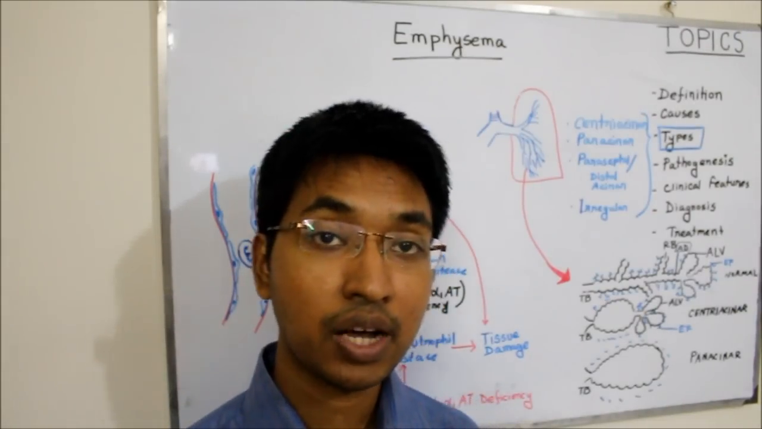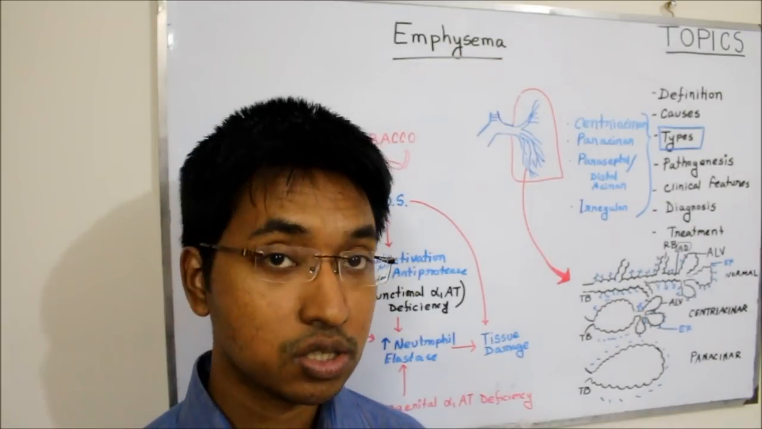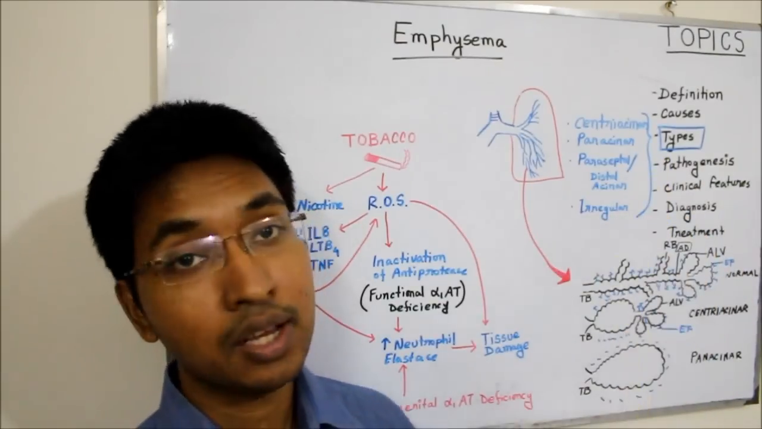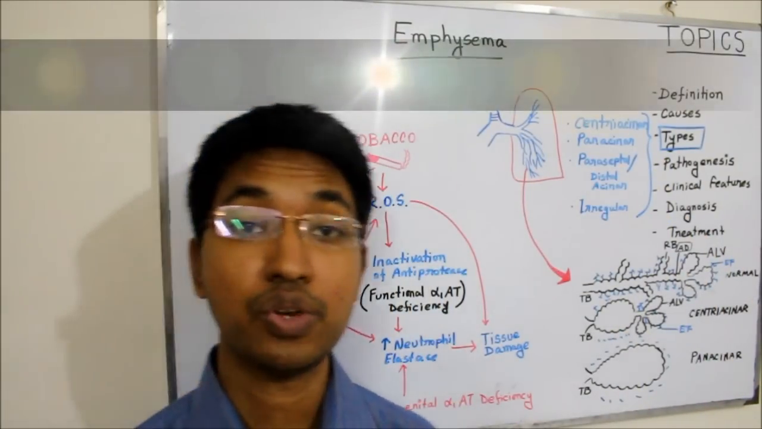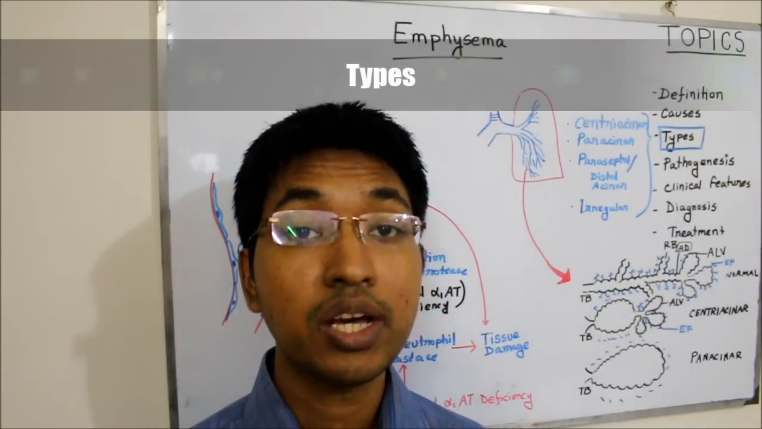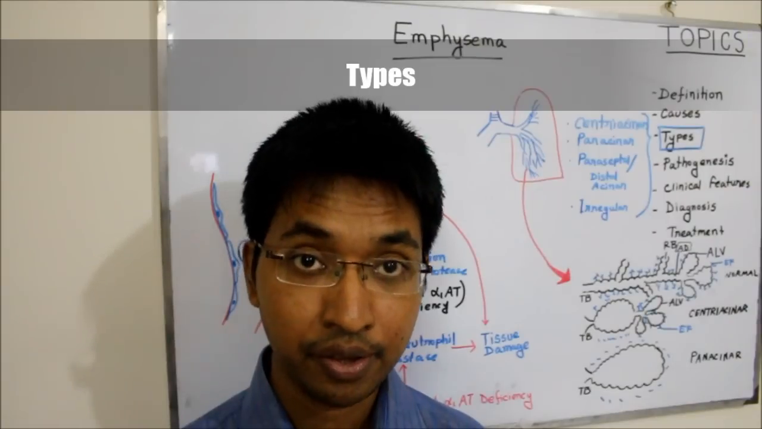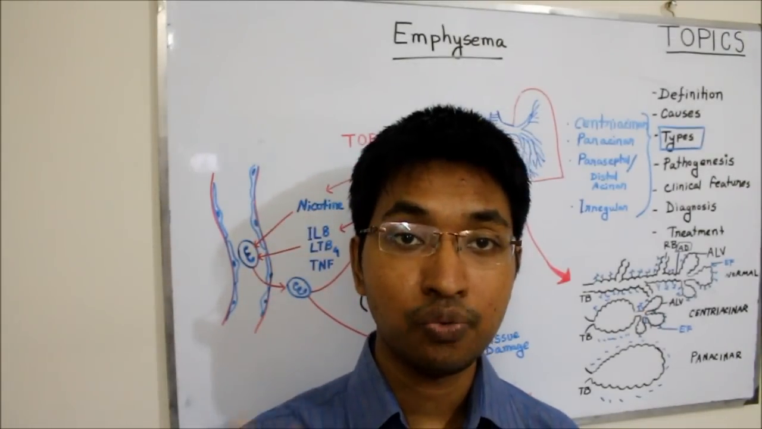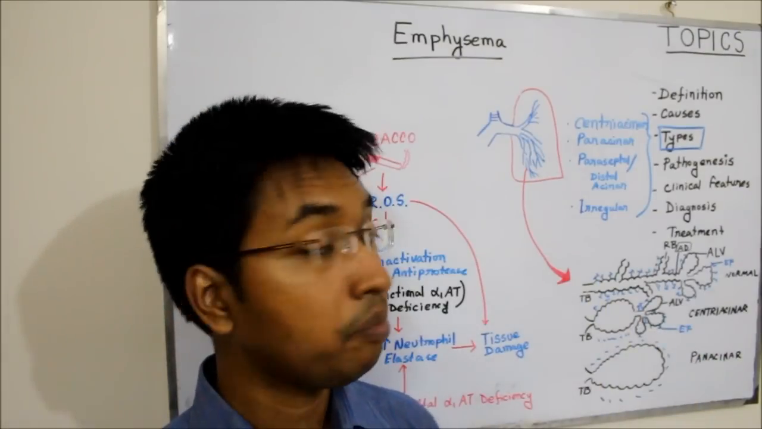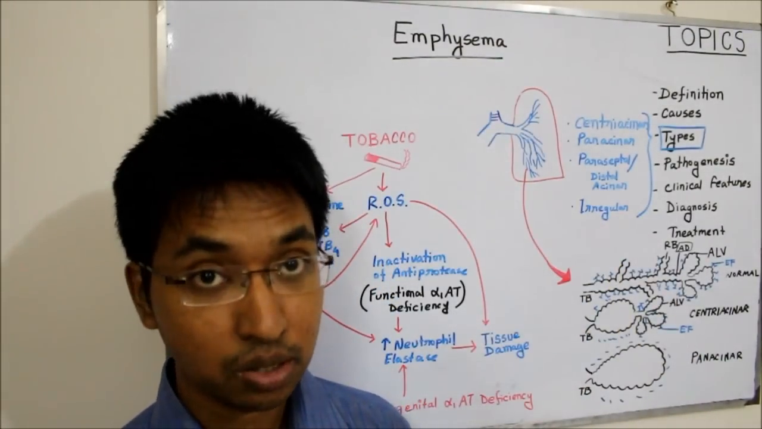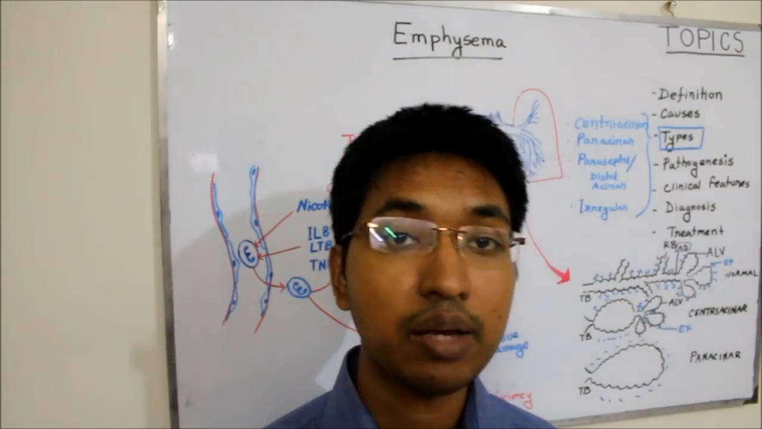So now that we have defined emphysema and mentioned its most important causes, now we will move on to the next topic and discuss the classification of emphysema. What are the types of emphysema? So we can classify emphysema according to its anatomical distribution. There are in fact 4 types of emphysema. They include Centriacinar, Panacinar, Paraseptal, which is also known as Distal Acinar, and Irregular type of emphysema.